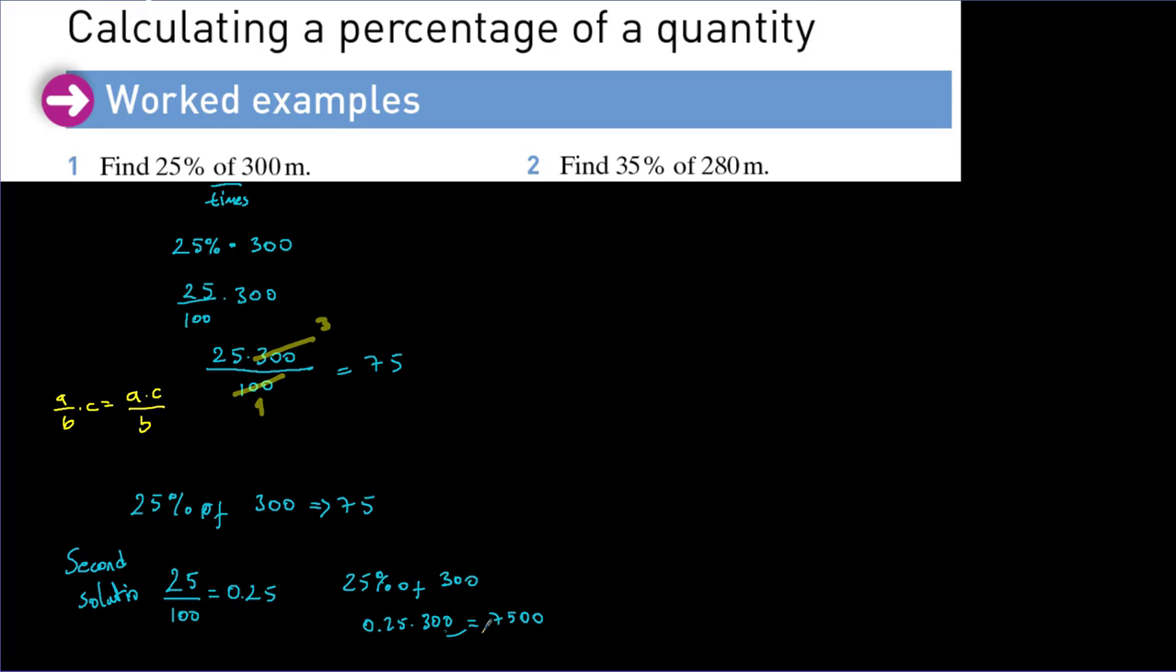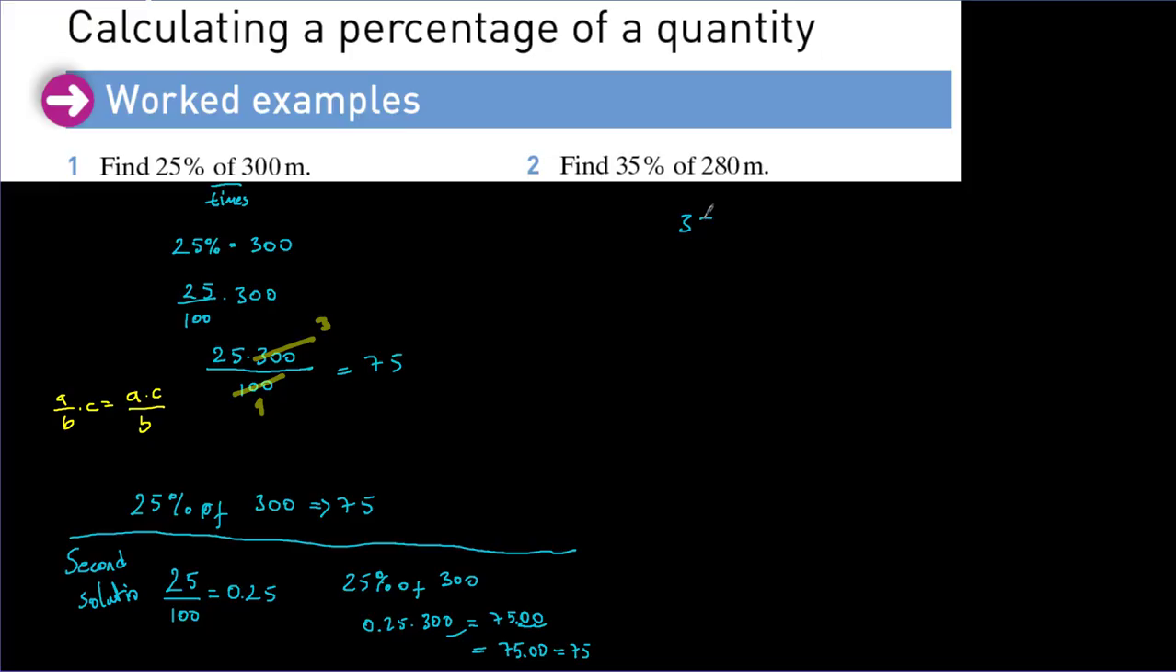But we have the decimal places, so we should remove the last 2. I mean, we should put the comma like this, 2 decimal places, and it's going to be equal to 75.00, or equal to 75, and we found the same result here. But the second solution is not necessary. Whichever one you like, you can solve like that in the process.